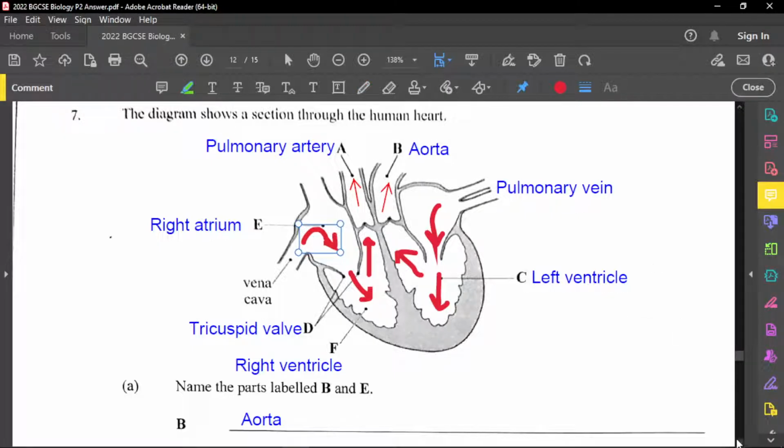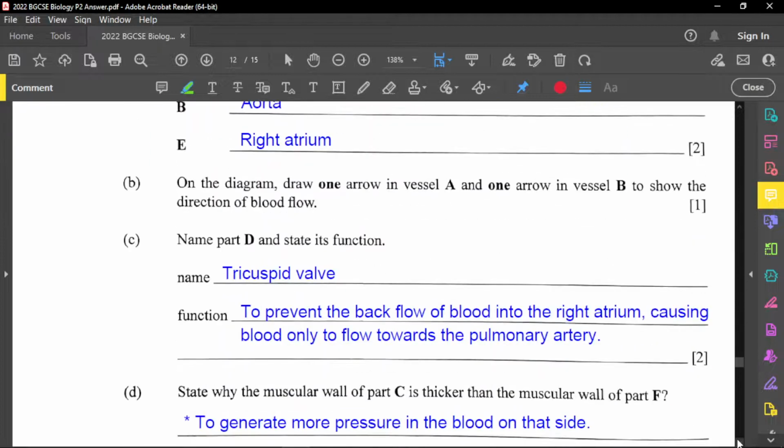Those are simple things that you need to know to do in this examination. You may see some of those types of questions. Part C now says to name part D and state its function. Part D is the tricuspid valve, and its function is to prevent the backflow of blood into the atrium, causing blood only to flow towards the pulmonary artery. Once the ventricle contracts, it will push blood up into the pulmonary artery towards the lungs.